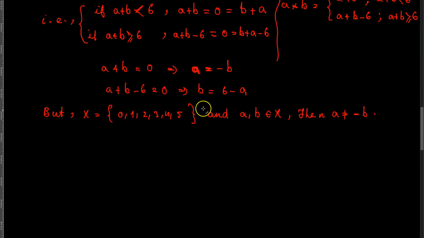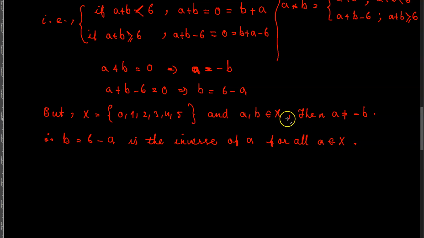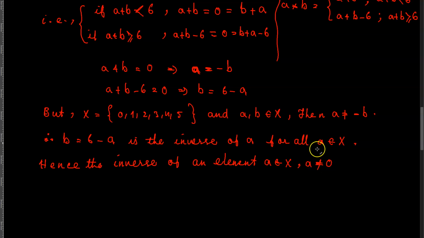That cannot exist, right? And therefore I have to take the second one, which is B is equal to 6 minus A, the inverse of A for all A belonging to X. Hence the inverse of an element A belonging to X, A not equal to 0, is 6 minus A, that is, A inverse is equal to 6 minus A.